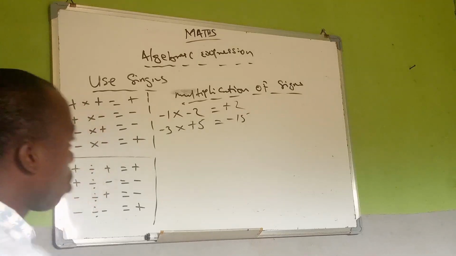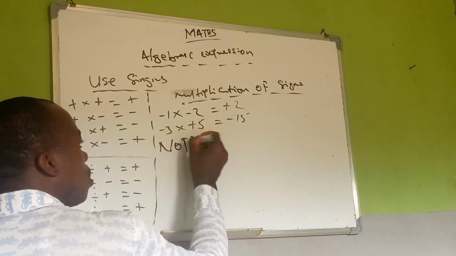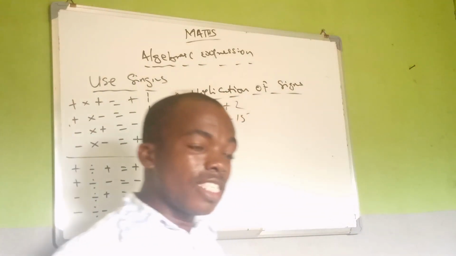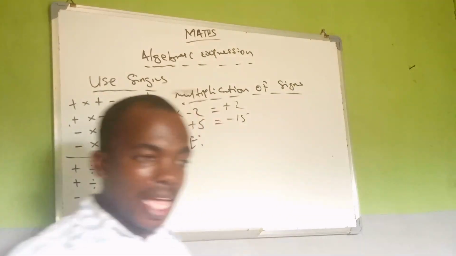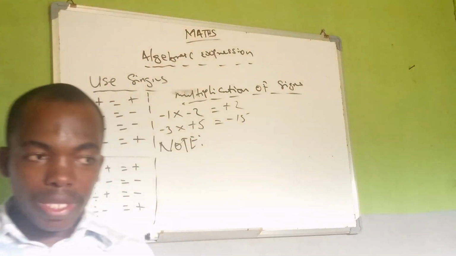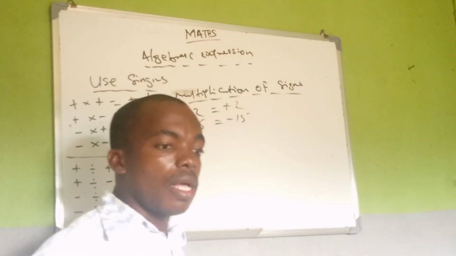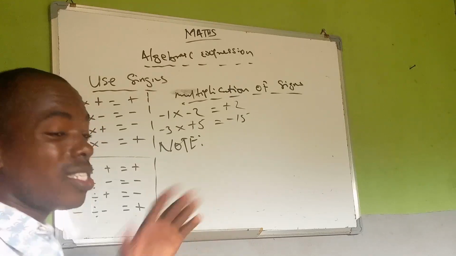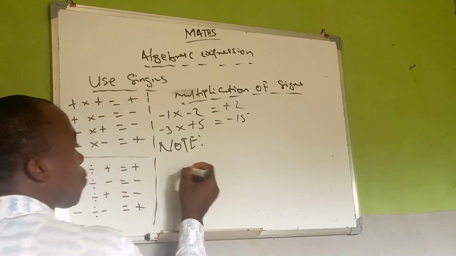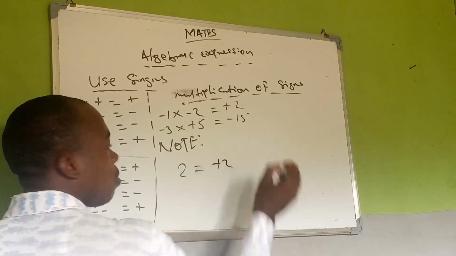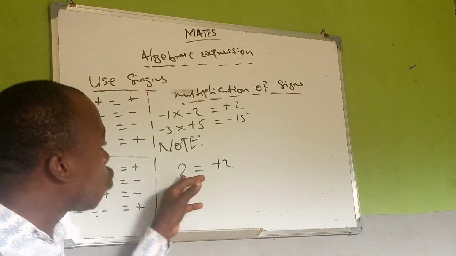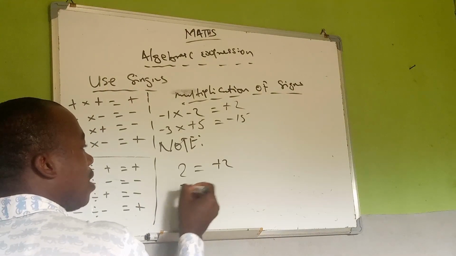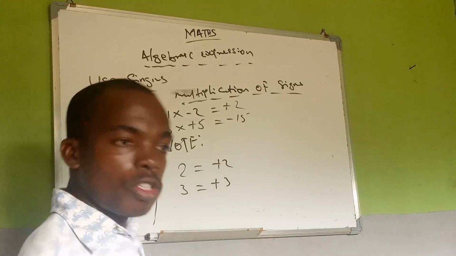Now note something else: whenever a number is standing alone, there is a plus at the back. If any number stands alone, there is a plus at the front. For example, 2 is also the same as plus 2. If you have 2 and plus 2, they are the same thing. If you have 3, it is also plus 3.